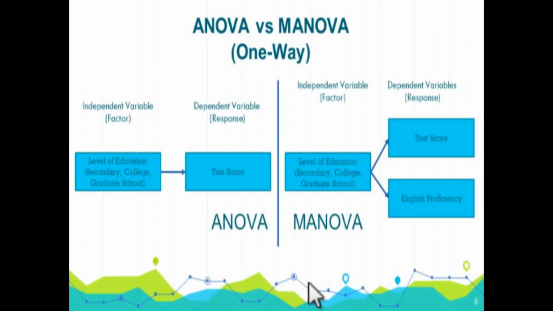So in the illustration, in ANOVA, the independent variable is the level of education. And the same is true as well in MANOVA. And it is grouped or classified into three: secondary, college, and graduate school. While the dependent variable for ANOVA is test score, and in MANOVA, there are two dependent variables, and these are test score and English proficiency.